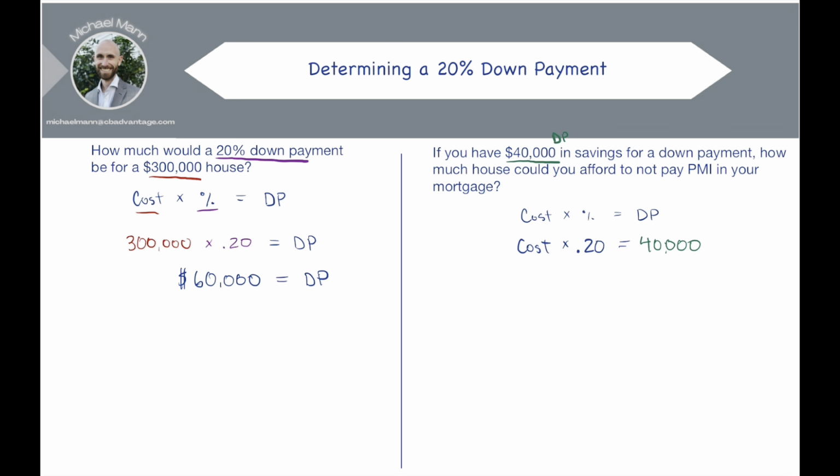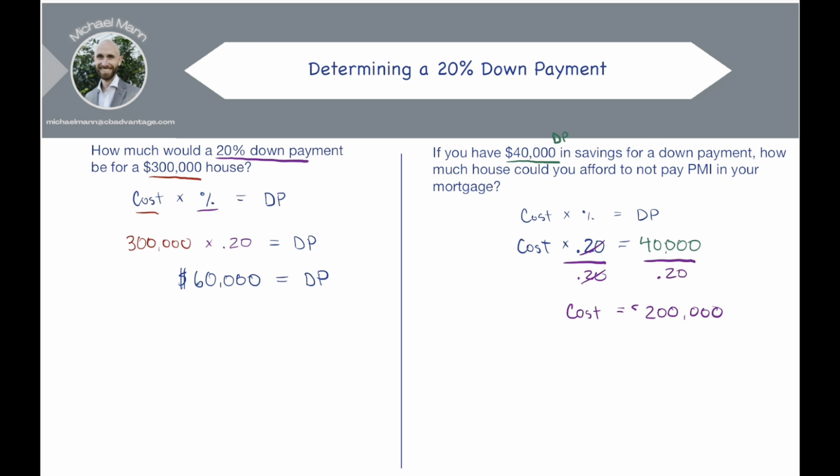This is a simple algebraic problem where all you have to do is divide by 0.20 to both sides in order to get the cost by itself. That'll cancel out that on this side, leave you with your variable that you're looking for, your cost. And that cost is going to end up being $200,000.